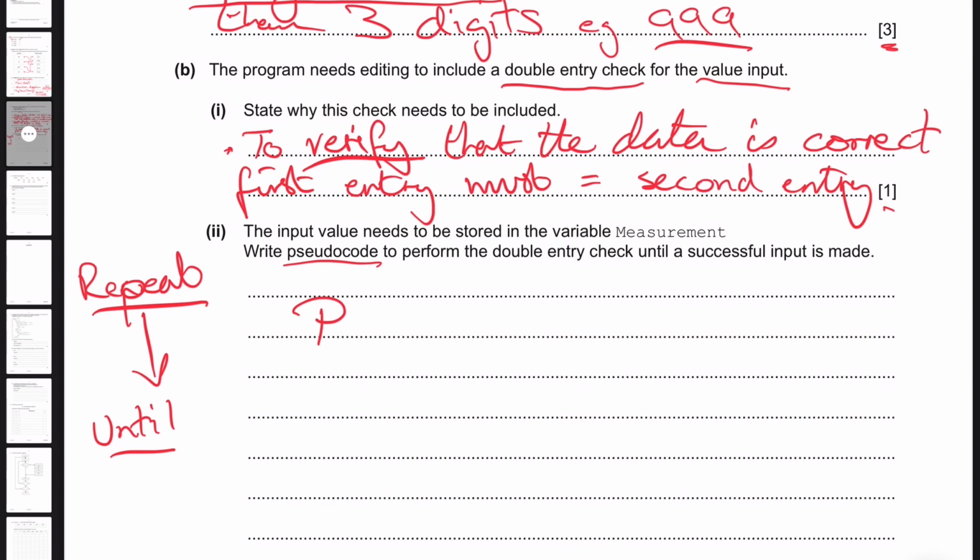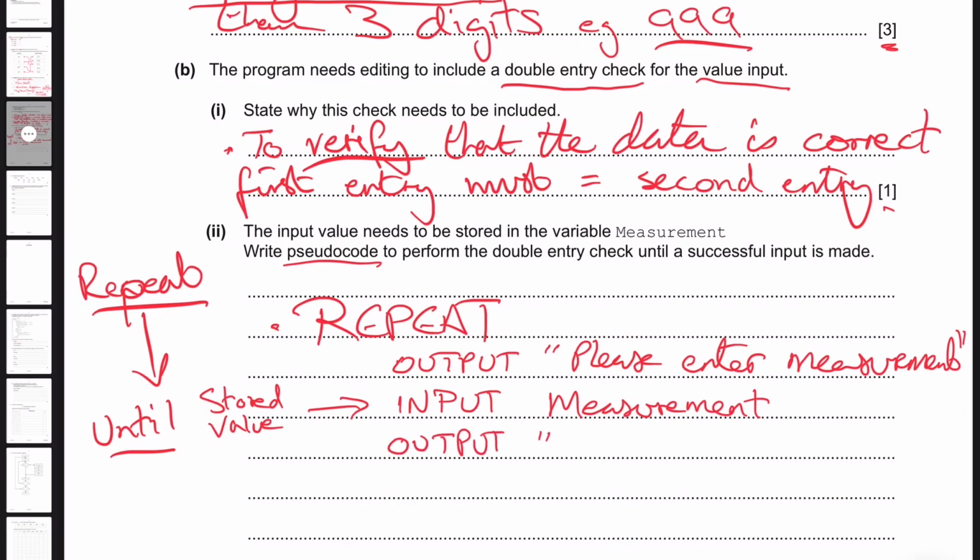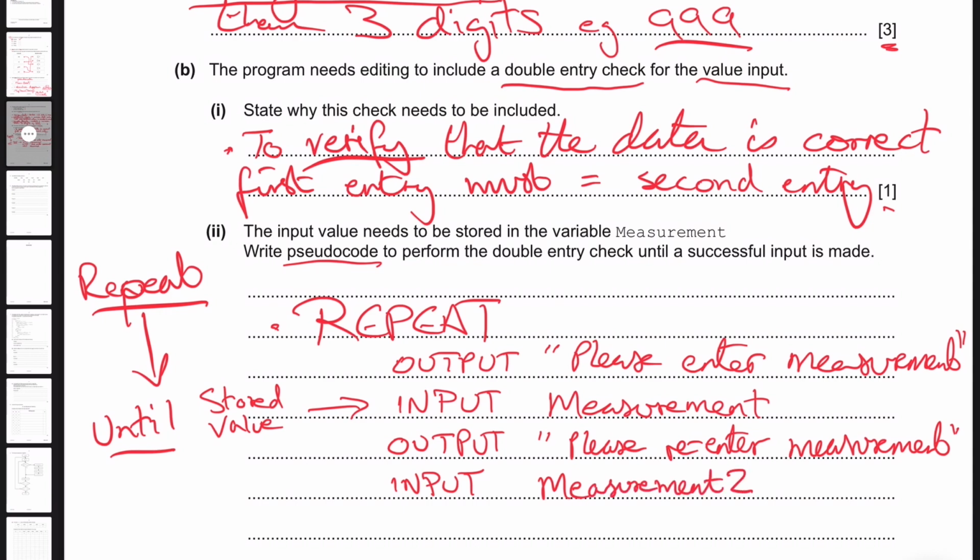So let's put in the word repeat, yeah, and then we're going to repeat what? We're going to repeat output, okay, what we're going to output: please enter measurement. So the input is measurement, i.e. the variable, stored value, okay. So output please enter measurement, input measurement, and then again output please re-enter. It's as easy as this: measurement input, but we'll have a second variable here, measurement 2. Okay, so we check against that.